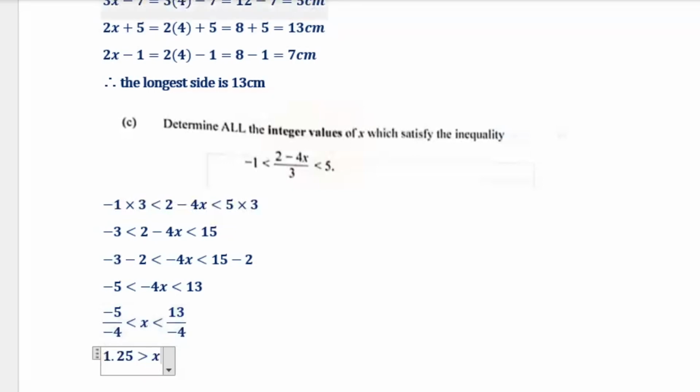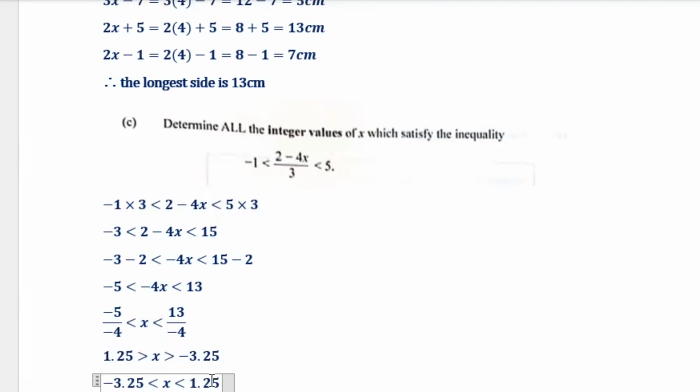And then this sign again will flip, so greater than here, and 13 divided by -4 will give us -3.25. So that is our answer. We can now rewrite it as -3.25 is less than x, which is less than 1.25. These last two inequalities are the same thing, because this is saying x is greater than -3.25. It's the same thing here: x is greater than -3.25. This is saying x is less than 1.25. Same thing here: x is less than 1.25.